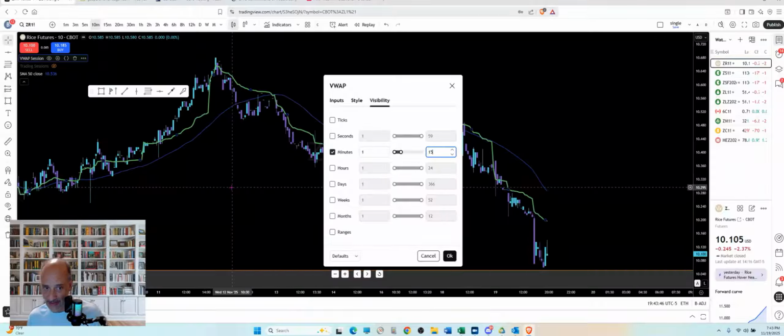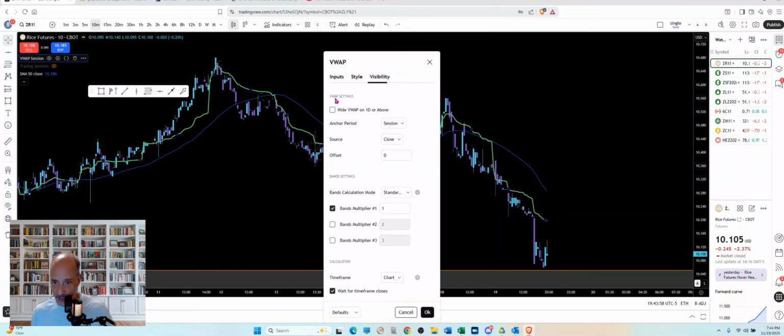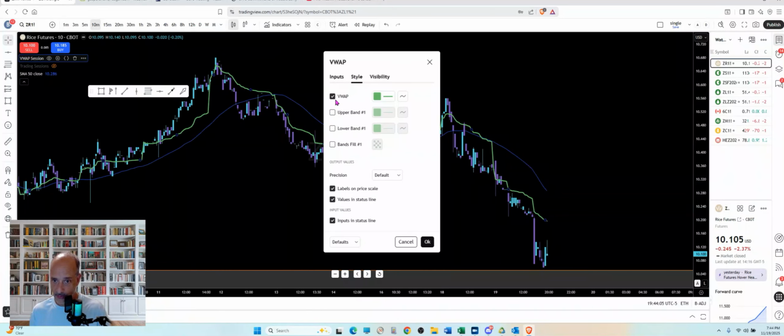I think 5 is a little short. You can use it to fine tune an entry or exit, but I'm not really using it besides that, and I'm not really going any lower than that for any reason. So I'm using it on those time frames. And again, the only thing I'm showing is the VWAP.